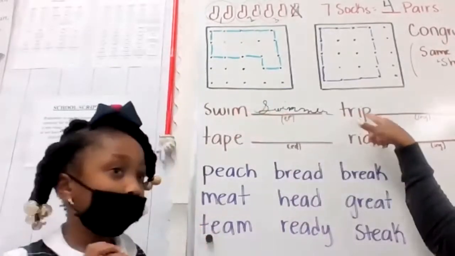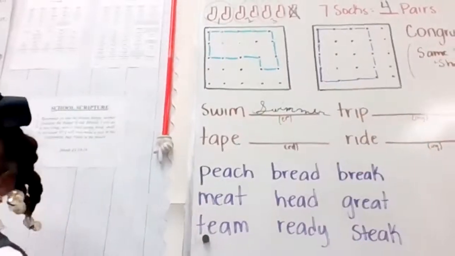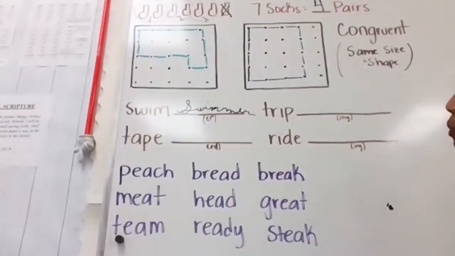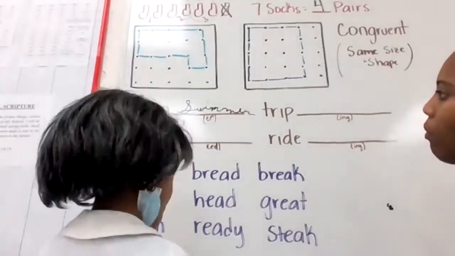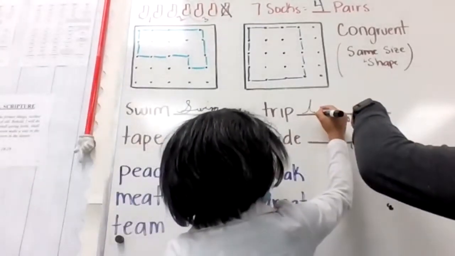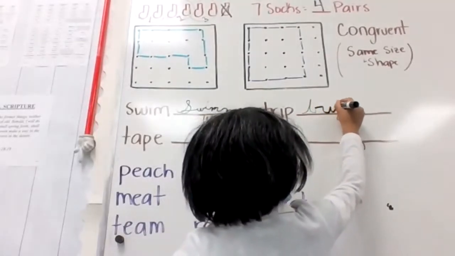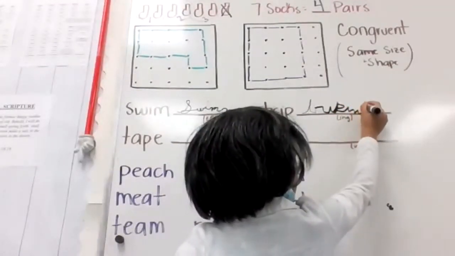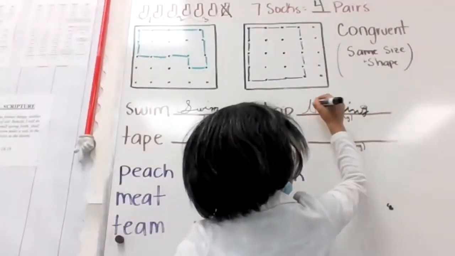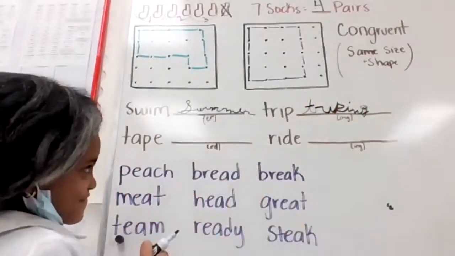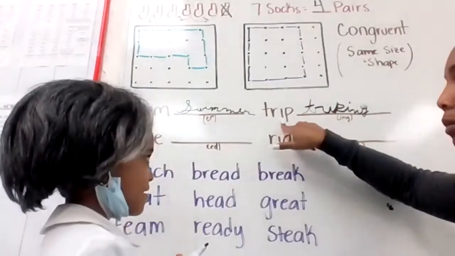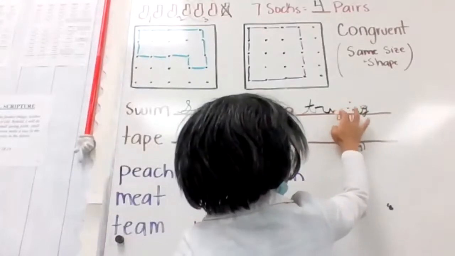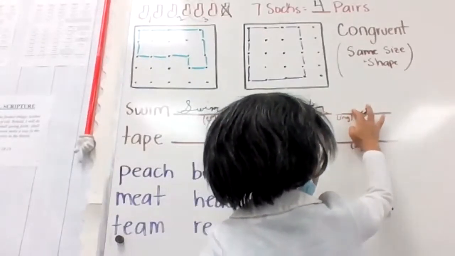Next, I have trip. I want to turn it into tripping. Go ahead, Naraya. Tripping. She's turning it into tripping. Is that a sharp vowel I and a consonant? What should I do to this P? Double P.